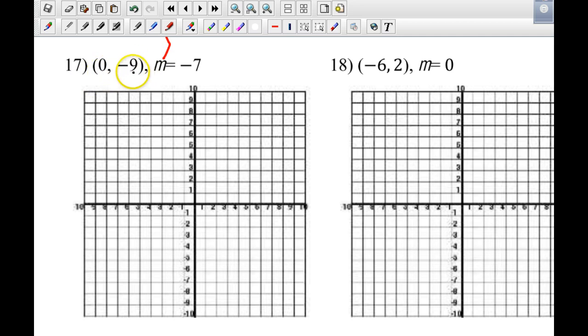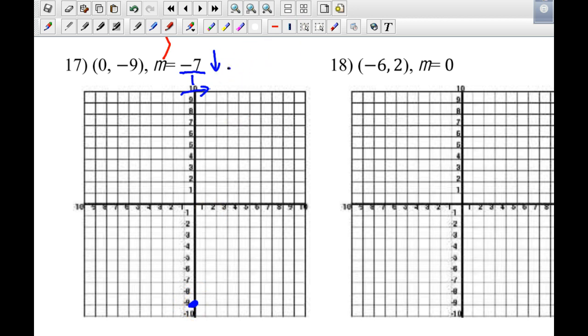Plot that point. Go ahead and plot that. You have to have your paper out to do it, so if you thought it was time to put it away, get it back open. 0, -9. Now the slope here is -7 over 1. However, this means to go down 7 and right 1. We cannot go down 7 here because the graph has ended. You can't go down 7.